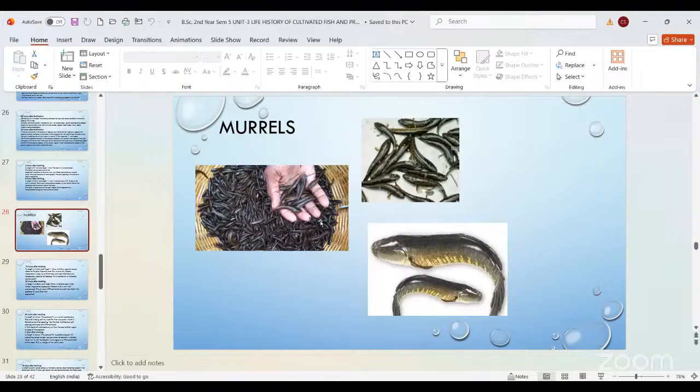Now look at the picture of this murrel fish when they are in larval stage and the adult murrel.